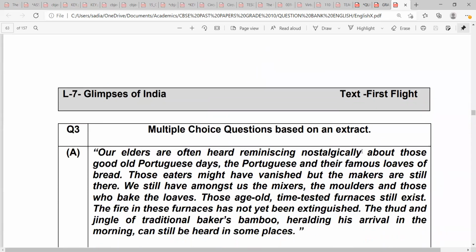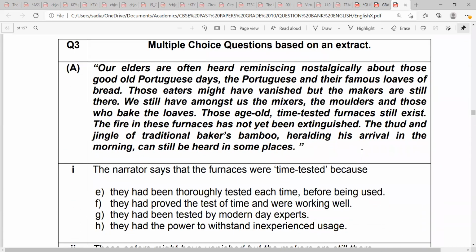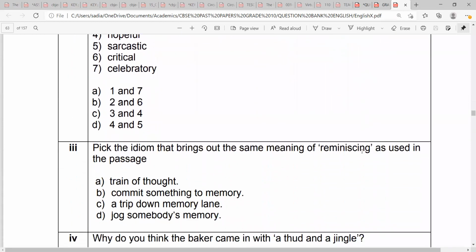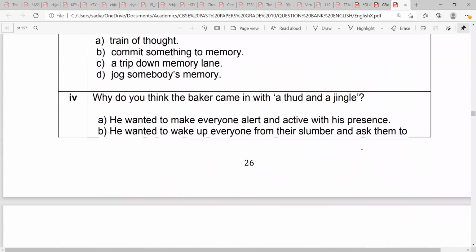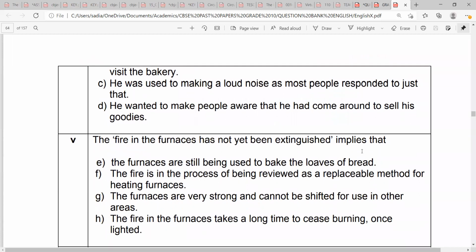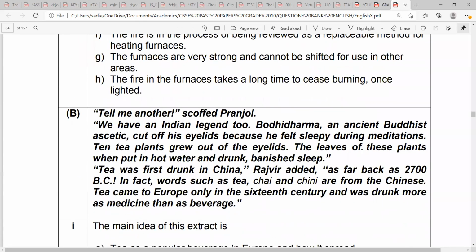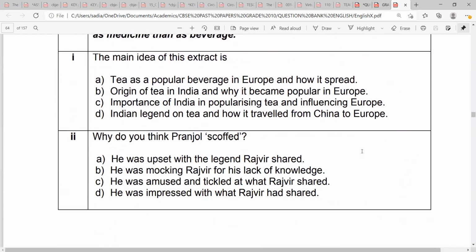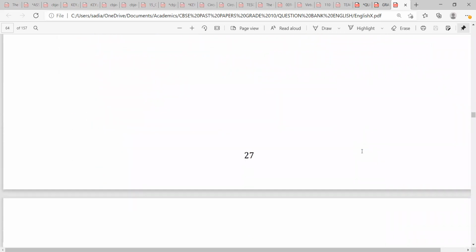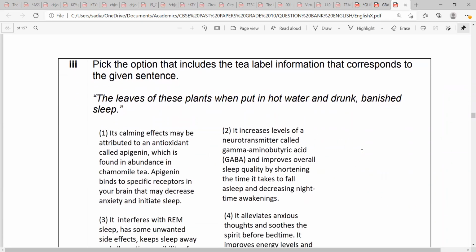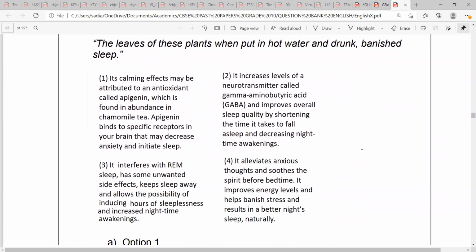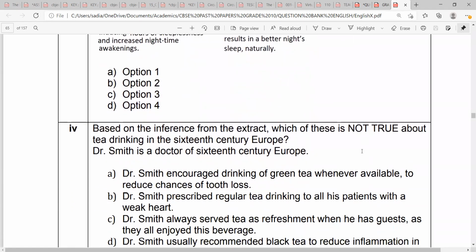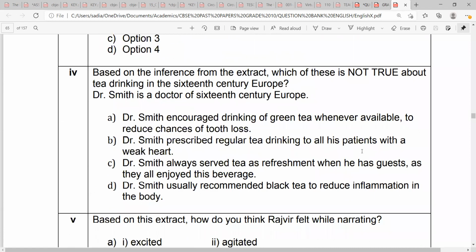Glimpses of India, textbook first flight. Read the text very carefully. Read it carefully. Next question, next text. Pause the video and read. Answer the questions that follow. Next question, read the text that is given along with it and the options. Pause the video and read the options.